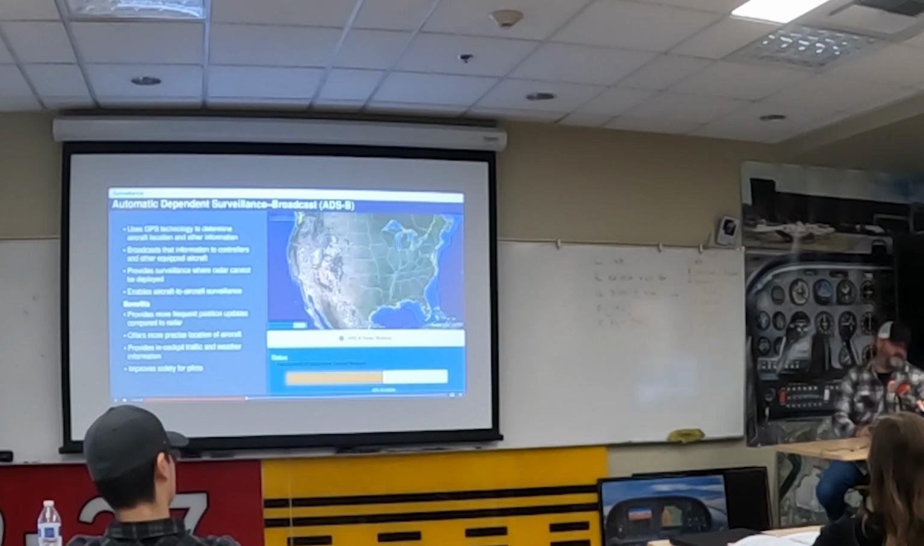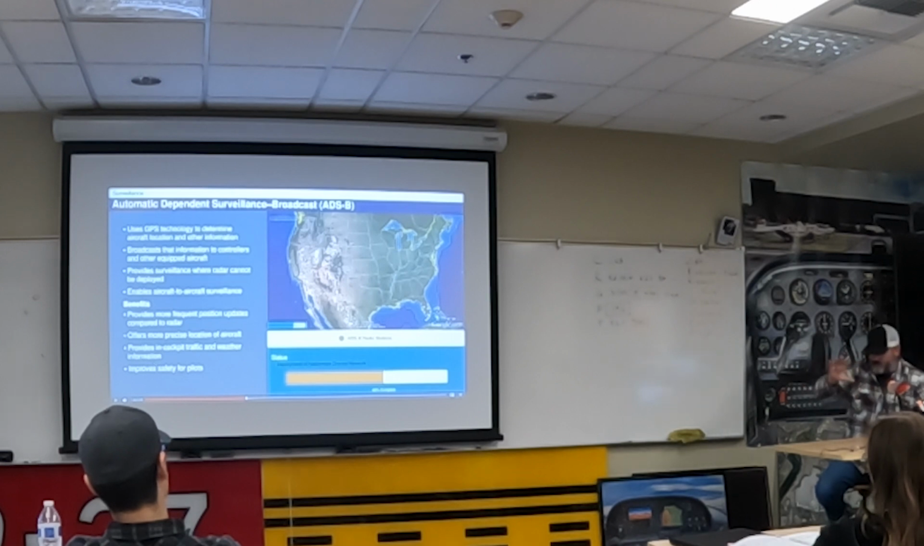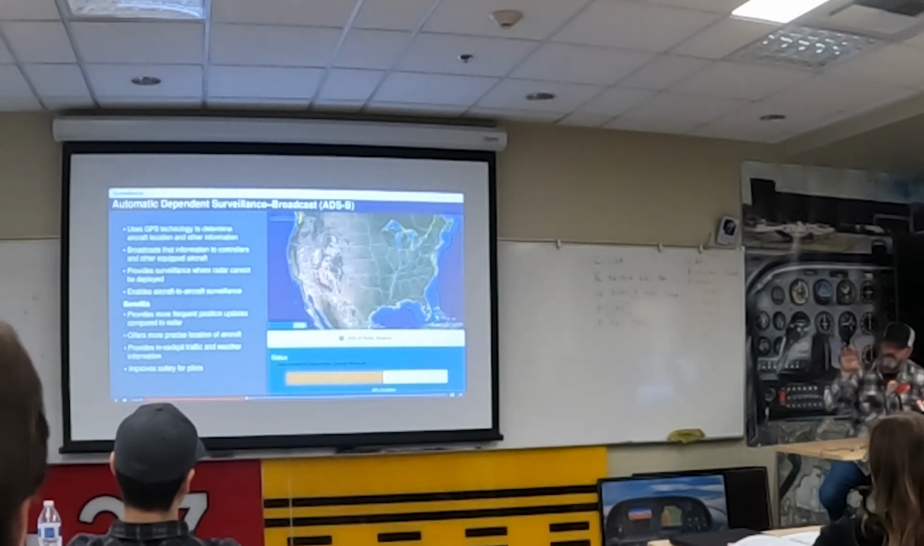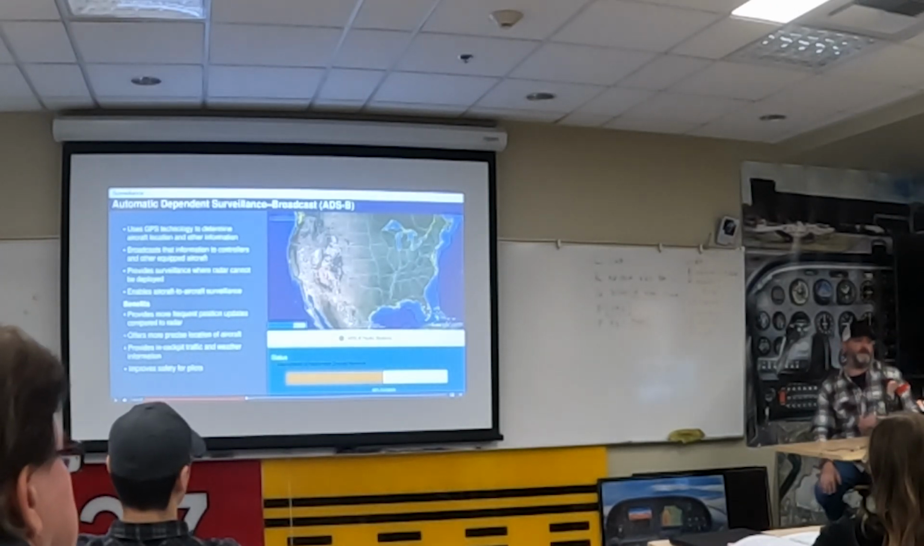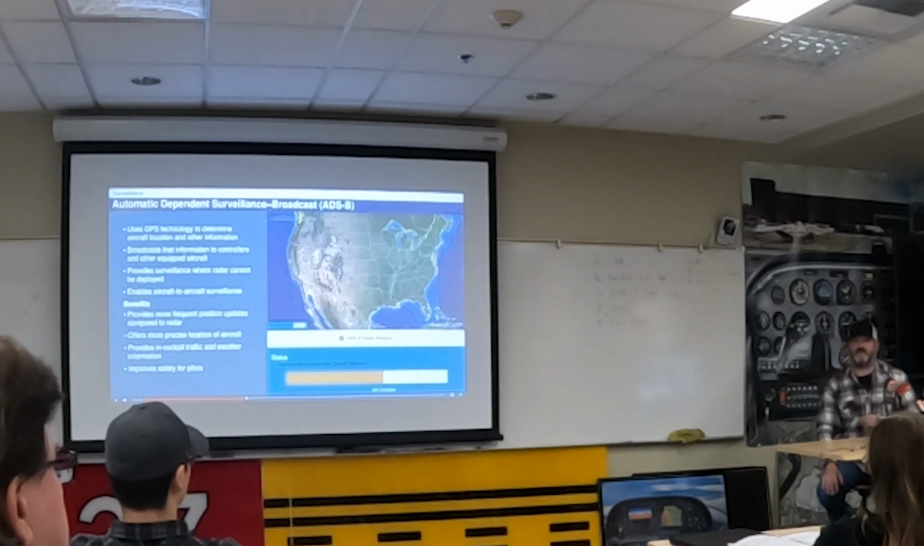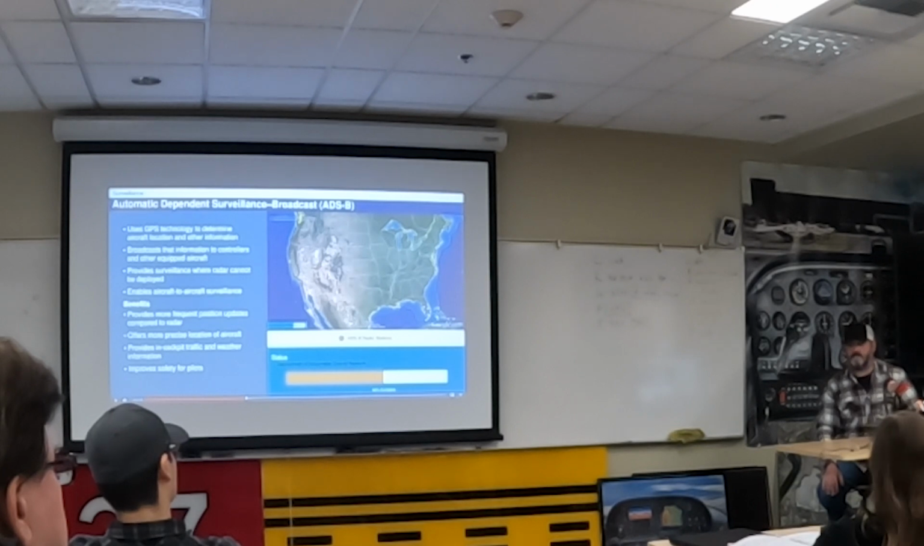It provides more frequent position updates compared to radar, i.e. integrated through your GNS, Global Navigation System. It's taking that information, latitude, longitude, coordinates, airspeed, and vector heading, and it allows air traffic controllers to say, what is this airplane doing? Why do you think it was originally invented, and why do you think it was implemented? Post 9/11, they can see threats. TSA.